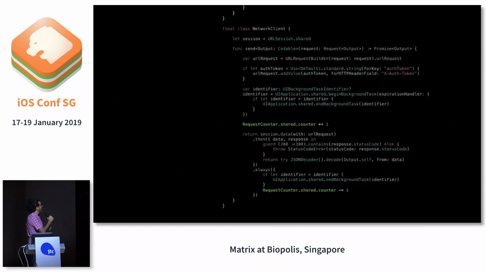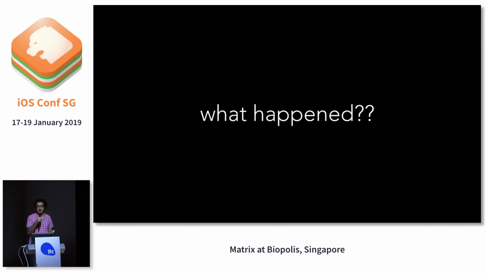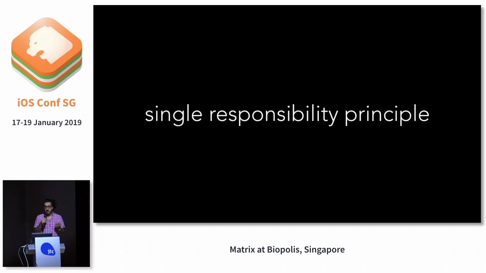And after a while, you realize this class has gotten totally out of control, right? What happened here? We had this beautiful code, and it did one thing, and it did it really well. And now we have this code that does so much more. And so where did we go wrong here? Well, one way we went wrong is we violated the single responsibility principle, right?